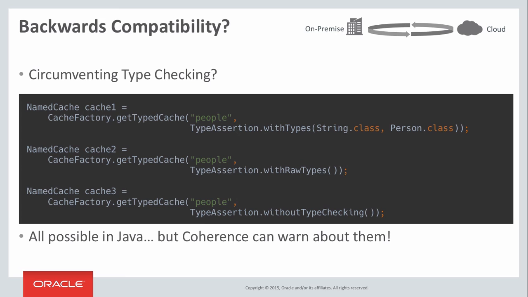Later, we plan on actually introducing further type safety through the use of type assertions, and that will actually help prevent and protect developers from possibly having different types of values in caches where they want strong type safety.